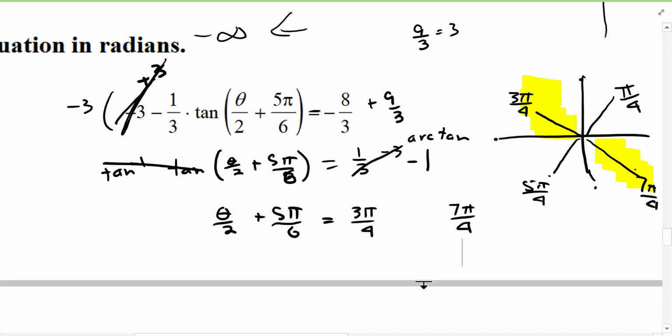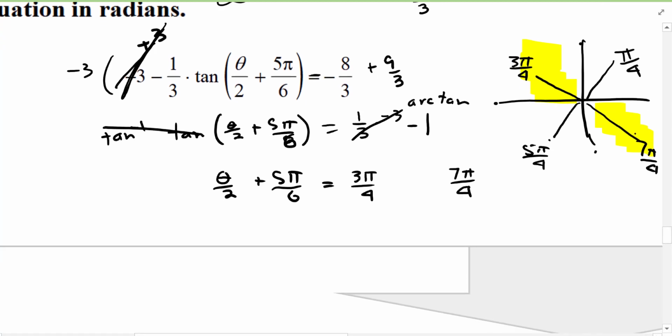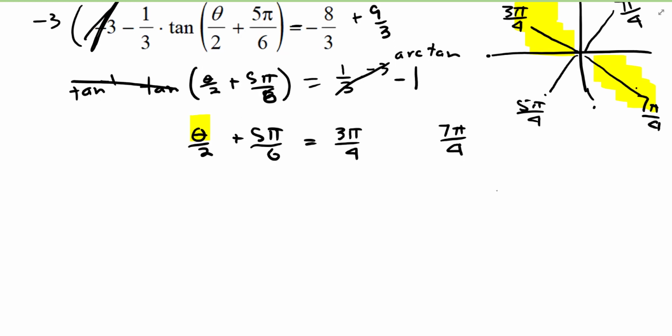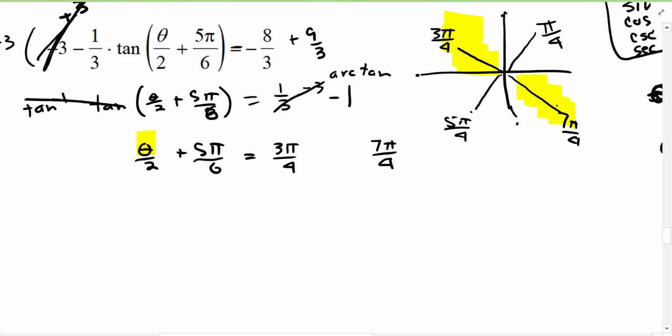I'm going to make some more room here. All right. But notice we're not finished. We have to get this theta by itself. So the first thing we're going to have to do, let me make this a little bit bigger, we have to subtract this 5 pi 6. And when we do that, we have to subtract it from both of those. That goes away, and that leaves theta over 2.